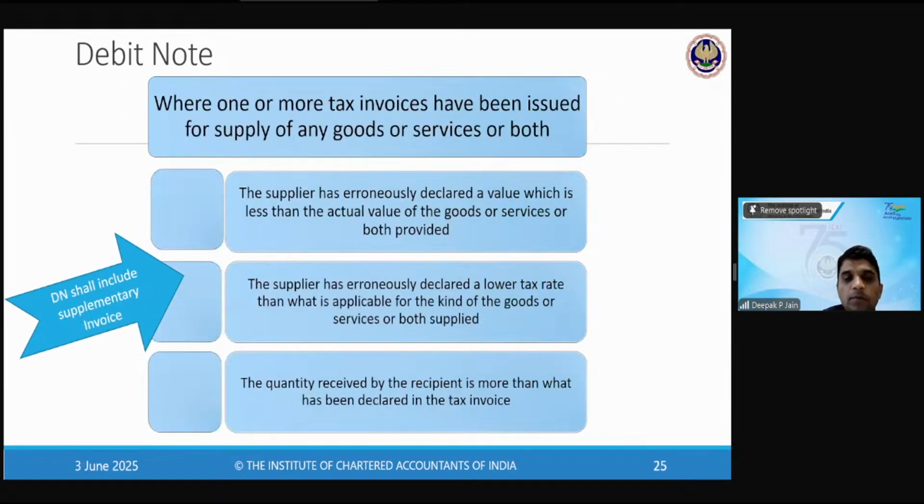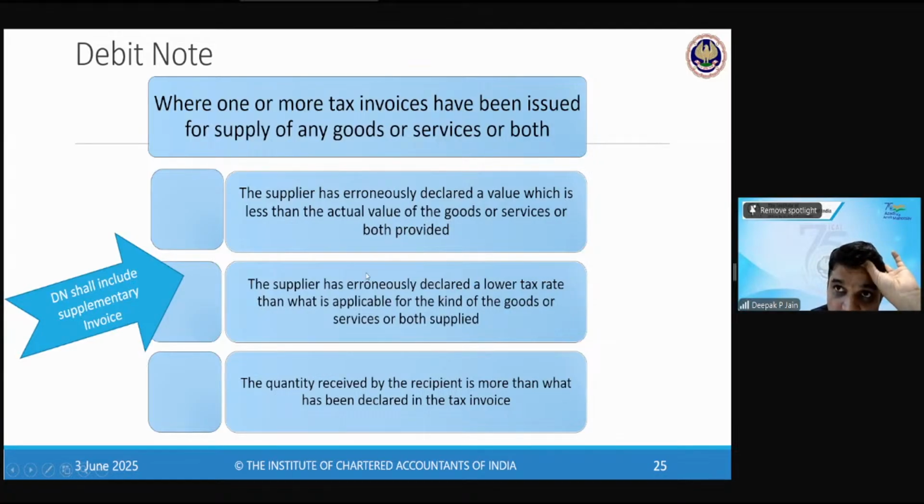Now debit note, opposite of credit note. You have charged 80,000 but it had to be 1 lakh rupees. The value increased. The supplier erroneously declared a value which is less than the actual value. There you will raise a debit note.